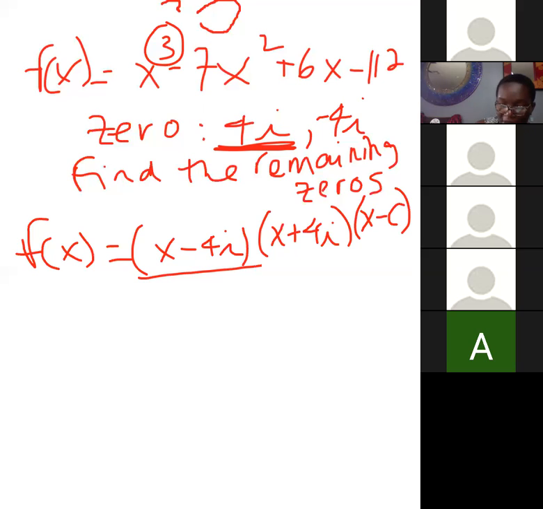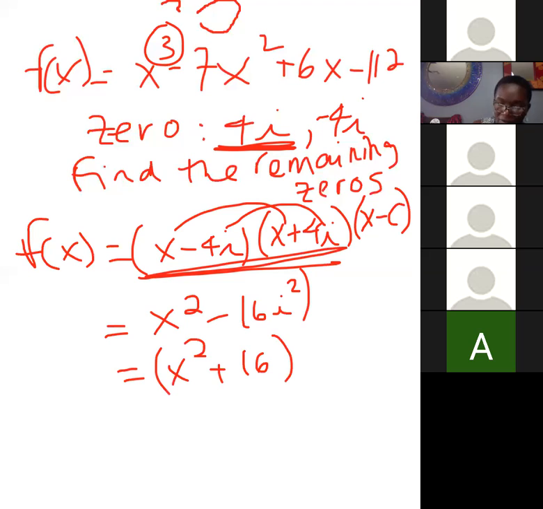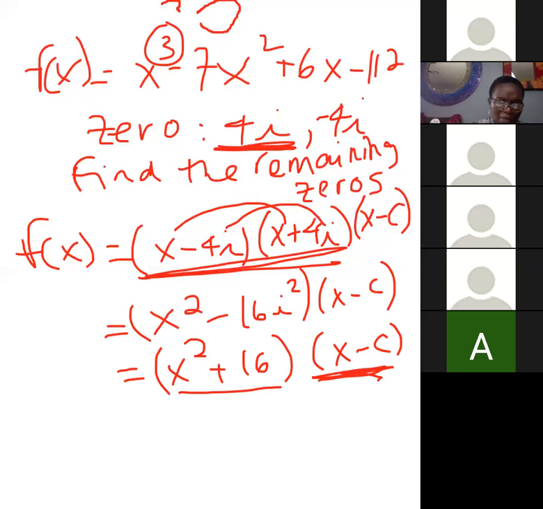Now we're going to multiply these two together. Because they're conjugates, I'm just going to multiply the first two terms and multiply the last two terms. So I get minus 16i squared, and i squared, of course, is negative 1. So that's going to give me x squared plus 16. And all of this will be multiplied by x minus c. So the question you're asking yourself is, what should this binomial be, so that when I multiply it by this one, I get back to the original polynomial?